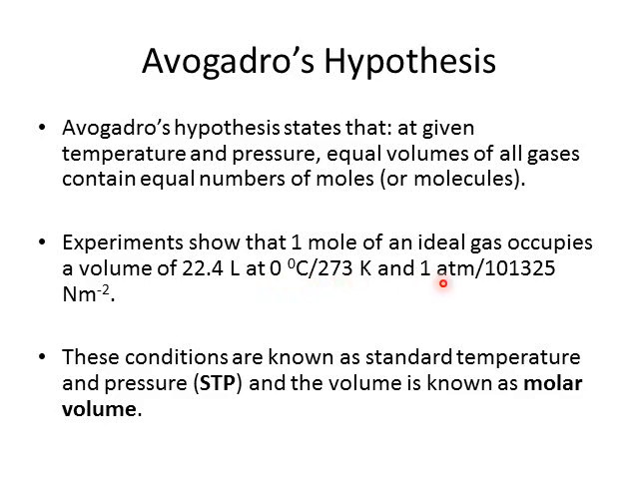However, you can use different units of pressure. Here I have 1 atmosphere. The equivalent of 1 atmosphere is 101,325 newtons per meter squared, which is a Pascal. So just to be aware of that. These conditions that we're looking at are known as standard temperature and pressure, so when I have 273 Kelvin and 1 atmosphere. And this volume here is known as our molar volume.